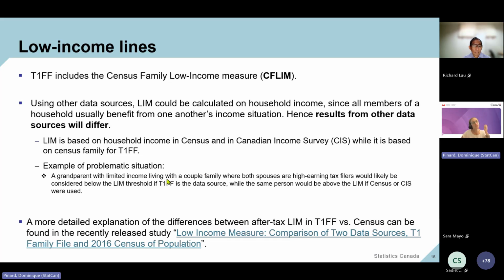If you are interested in more information about differences between the after-tax low income and different sources, here you have a link to the comparison between the T1 family file and the 2016 census of population.